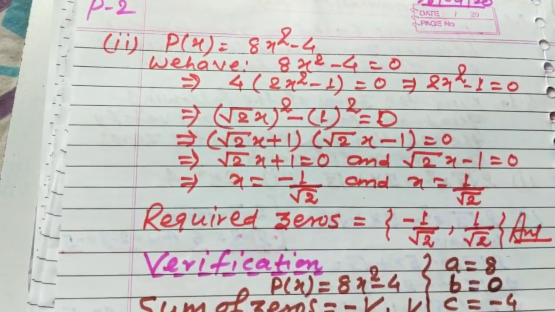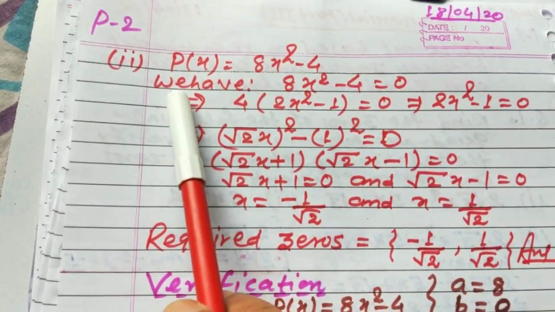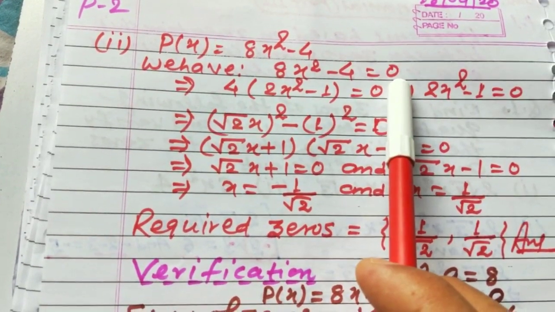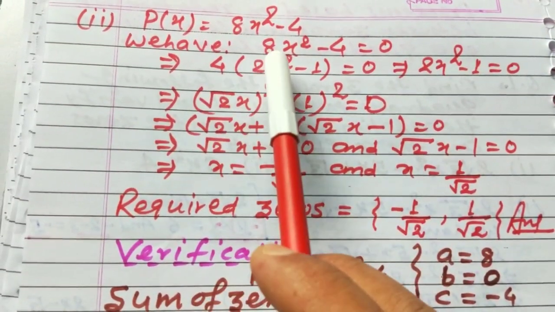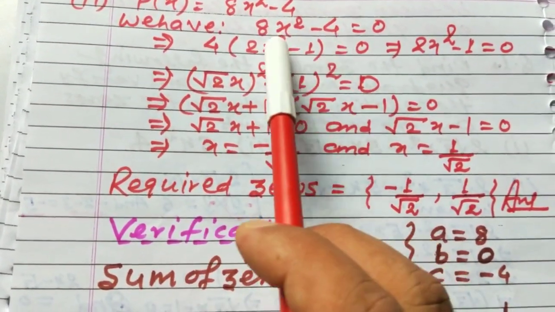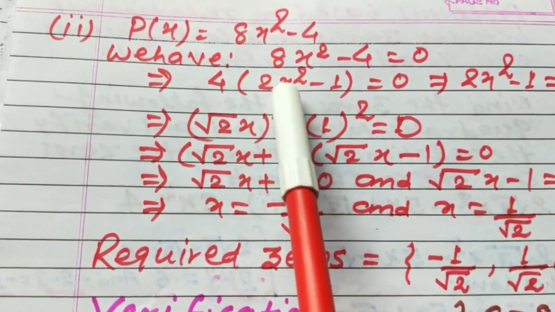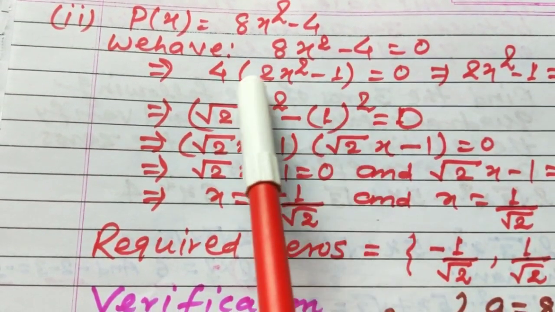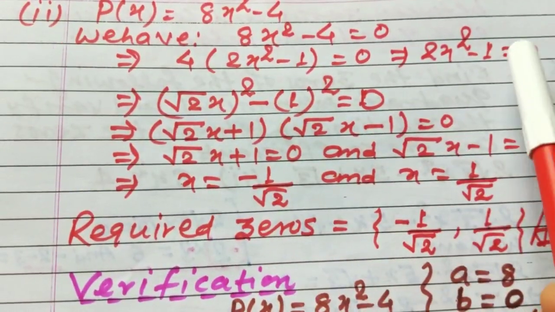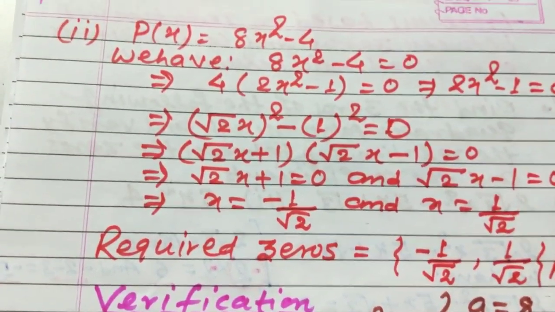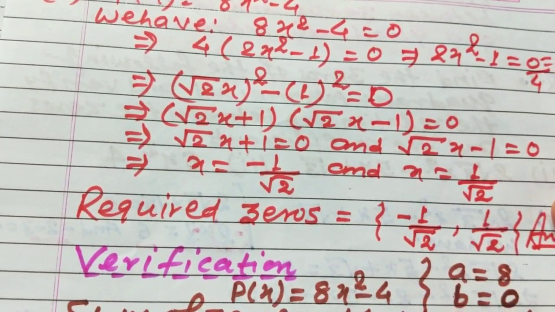Your second problem is p(x) is 8x² minus 4. तो we have 8x² minus 4 is equal to 0. पहले इसको 0 के बराबर करेंगे to find the zeros of the polynomial. Now you can see 4 is common in both the terms. So 4 will be common, then 2x² minus 1 is left in brackets will be equal to 0. Now transfer this 4 to RHS. If we transfer this 4 to RHS, it will be divided by 4. So it will be equal to 0.